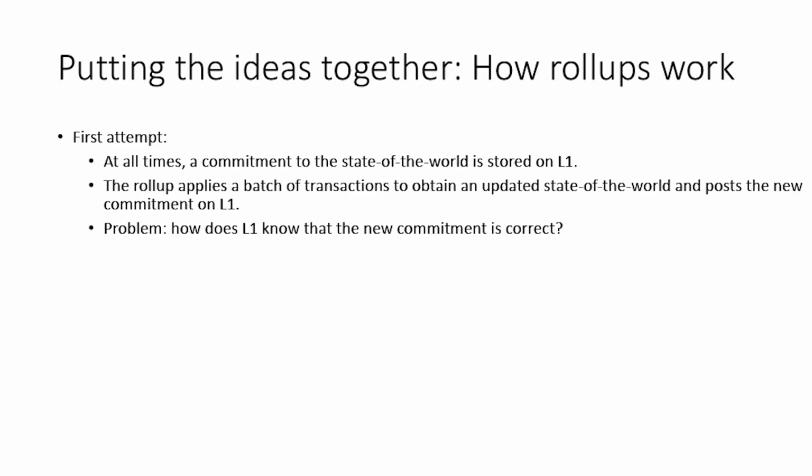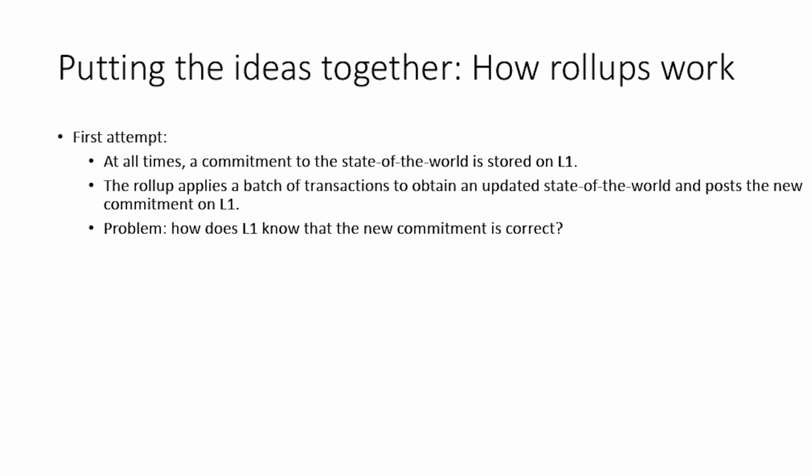Let's put the two ideas together. The first one was about saving computation. The second one was about keeping less data on chain, or keeping it in call data instead of in the more expensive parts of on-chain storage. So a first attempt at how a rollup would actually work is that at all times, the L1 is going to store a commitment to the state of the world. That's all of the data that used to live on chain.